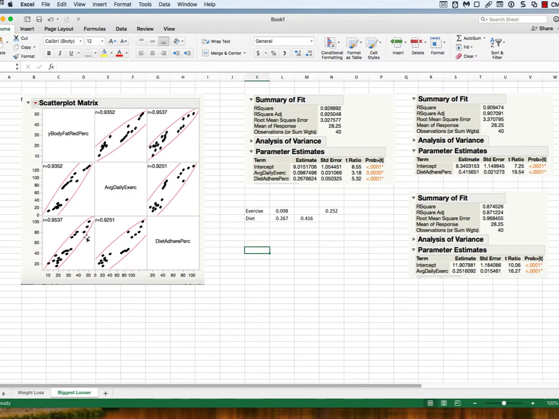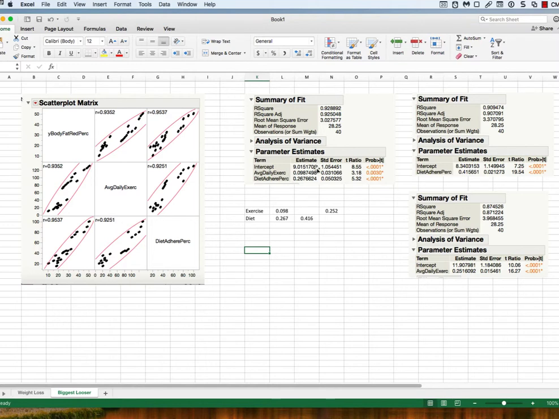And if you look at the correlations amongst these input variables, you can see that the correlation between daily exercise and diet adherence is 0.9251. So this is very strongly collinear, and we have exceeded our rules of thumb where we're going to get a lot of distortion because we have a correlation between input variables that is up around 0.9.